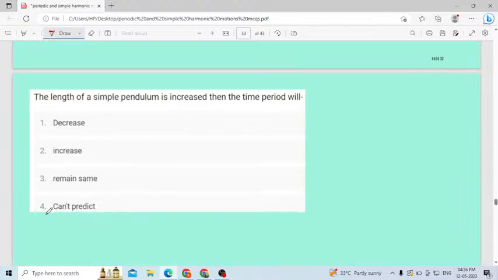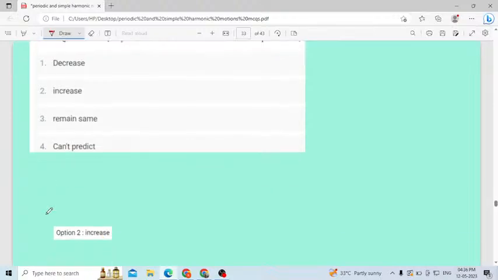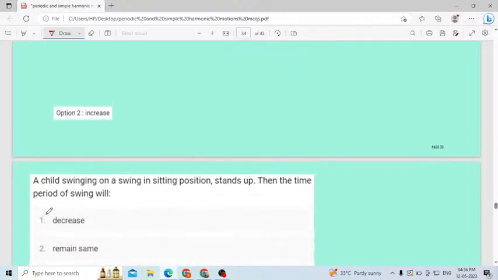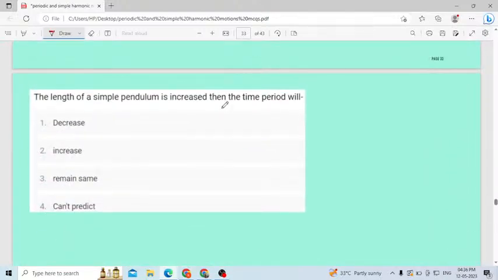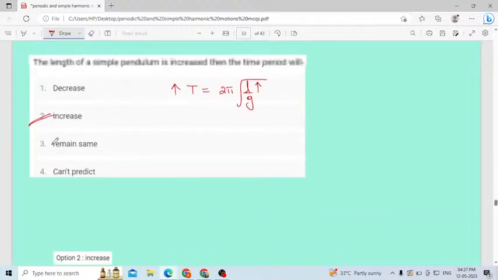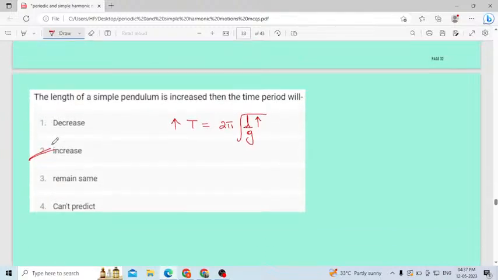Next question. The length of a simple pendulum is increased, then the time period will be? When length is increased, you know the formula, T equals 2 pi root of L by g. They are telling that the length L is increased. If this is increased, then what is the change in the time period? Automatically it will increase. According to the equation you can directly conclude it will increase.